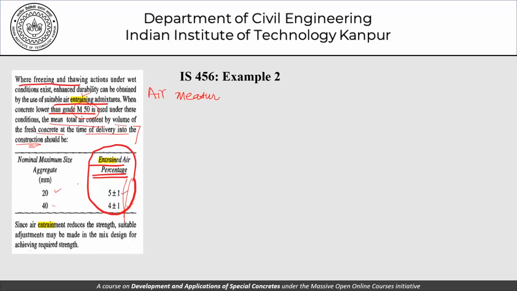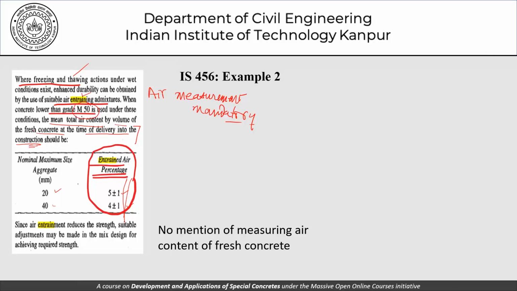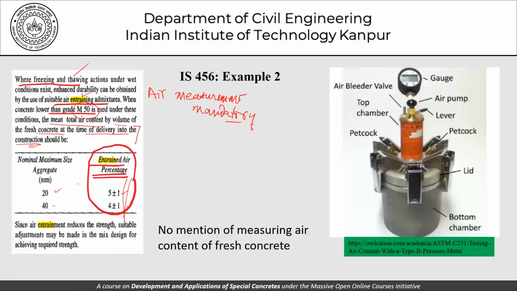See, unless you have air measurement and its method mandatory, and especially in this day and age where air entraining admixtures can be used for other purposes or other conditions than, let's say, freezing and thawing, it's very difficult to control the properties of concrete. So certain undesirable things may happen. So there is no mention of measuring air in fresh concrete. The test method involved, of course, is a very simple apparatus. We all know that. We've talked about it in the previous discussions when we were talking about mix proportions.